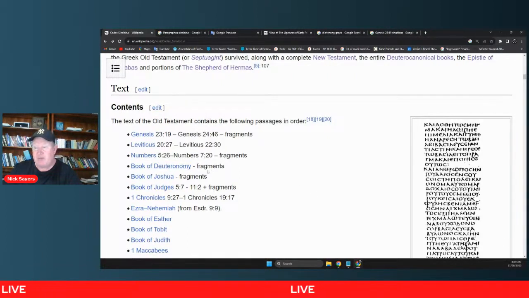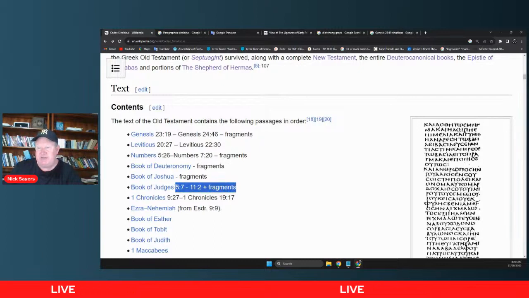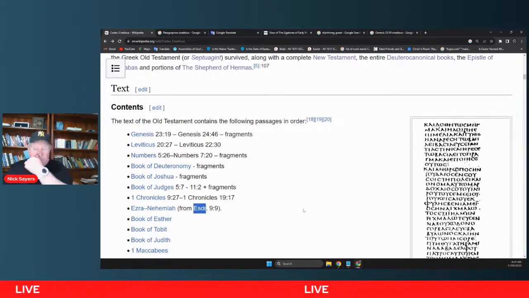Okay, so Deuteronomy in fragments, Joshua in fragments. So I won't read these numbers. I'll just say maybe a few chapters or half the book and just sort of summarize it, or else I hate saying 21st this and that and all the numbers. The book of Joshua in fragments. The book of Judges, it's got a few chapters there in fragments. First Chronicles, it's got about 10 chapters there. Ezra to Nehemiah, it says it looked like Esdras, so that's an apocryphal book, 9:9.